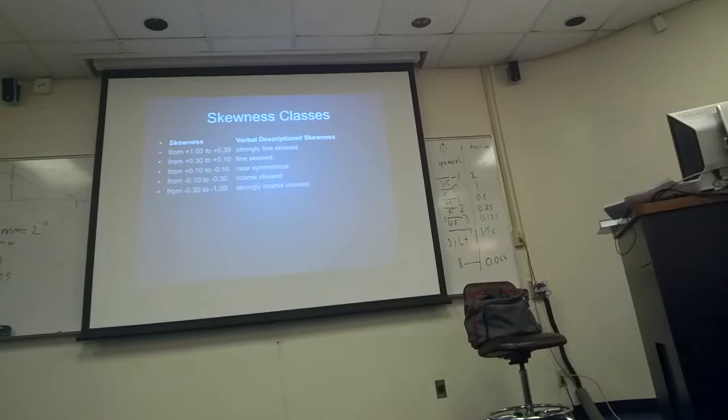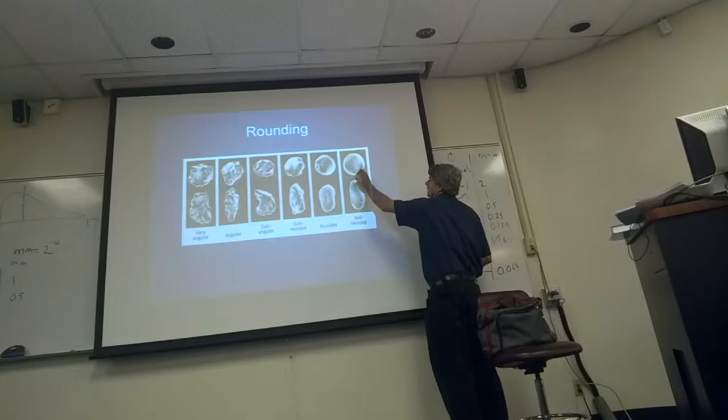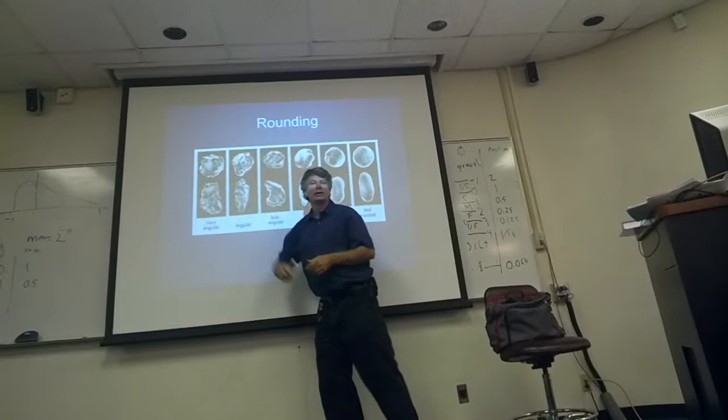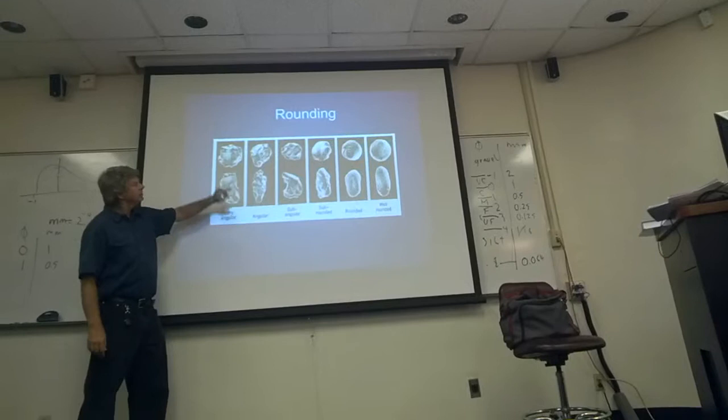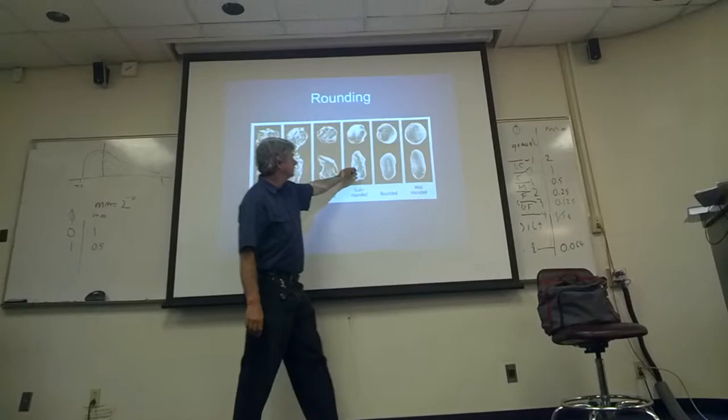Okay, so we did sorting and skewness. This is a picture that shows rounding. And you notice that rounding is not sphericity, different things. Rounding means how sharp are the corners on it. So this is angular because it has lots of sharp corners. And this is well-rounded. And the classes are very angular, subangular, subrounded, rounded, and well-rounded.